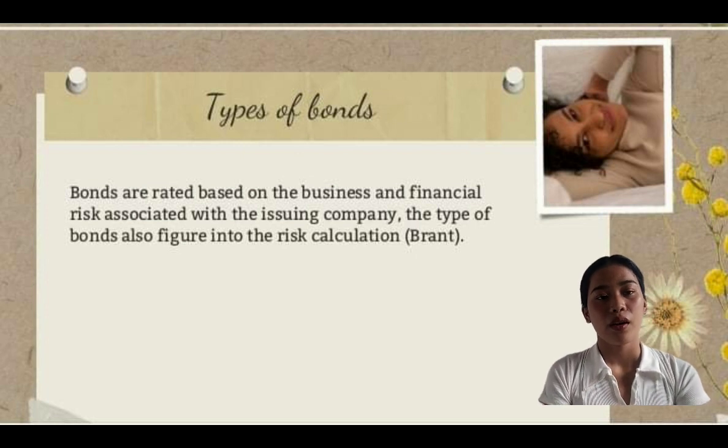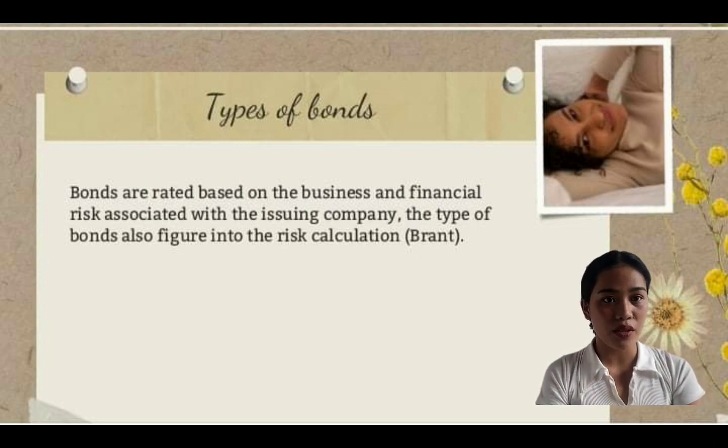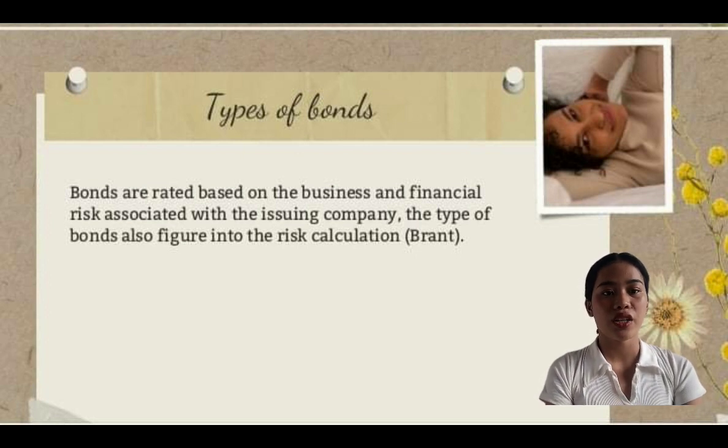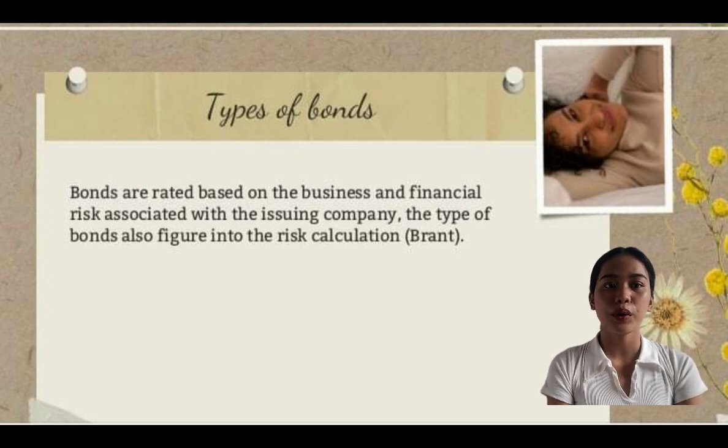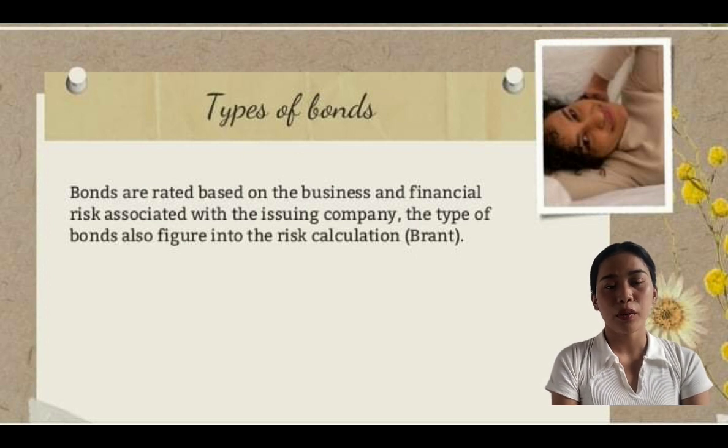Types of bonds. Bonds are rated based on the business and financial risk associated with the issuing company. The type of bond also figures into the risk calculation. Bonds: secured bonds, debenture bonds, assumed bonds, guaranteed bonds, pure discount bonds, registered bonds, income bonds, participating bonds, convertible bonds, bonds with warrants, serial bonds, sinking fund bonds, callable bonds, perpetual bonds.